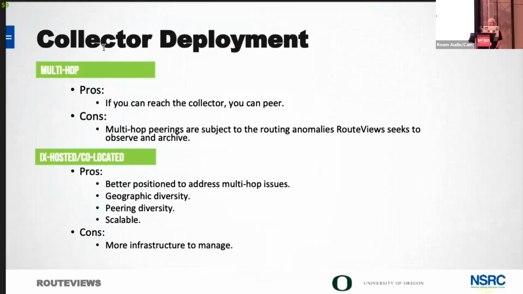Our collectors are really in two forms. Initially, this was a single box at the U of O. So all the peering was multi-hop and it worked just fine. The trouble is those routing anomalies you're looking for are going to affect those peering. So, gee, I've lost connectivity. What's the problem? I can't get to RouteViews to look at it because it's behind that route problem I'm trying to debug. So having them hosted at the exchanges gives us a better footprint, clearly, helps us scale because we're not going to have hundreds of peers on a given box, but it also gives that regional visibility, geographic diversity, peering diversity, and of course, lets us scale this much better.